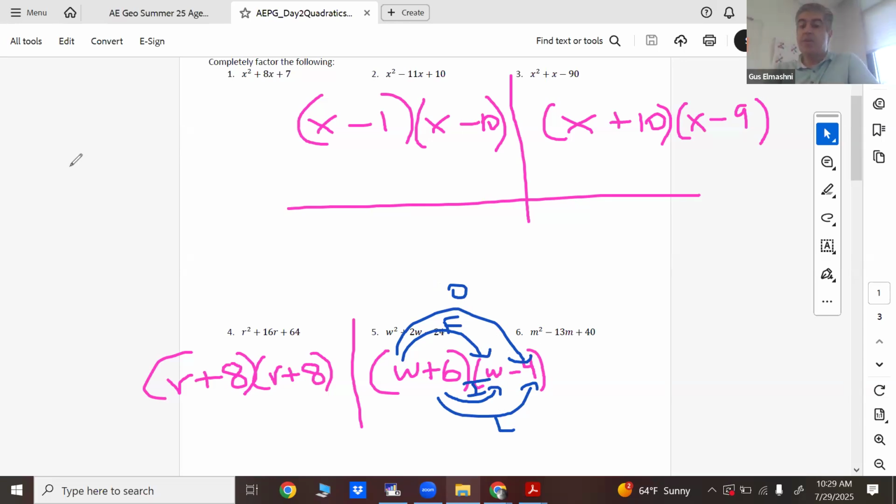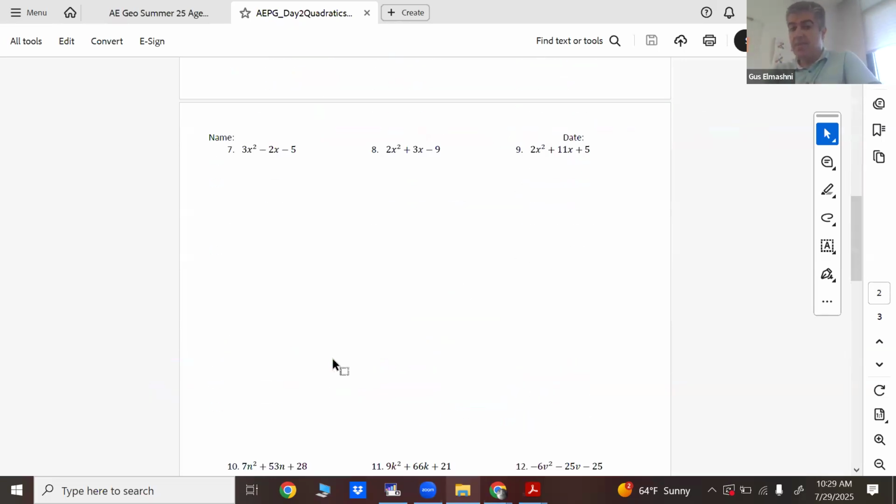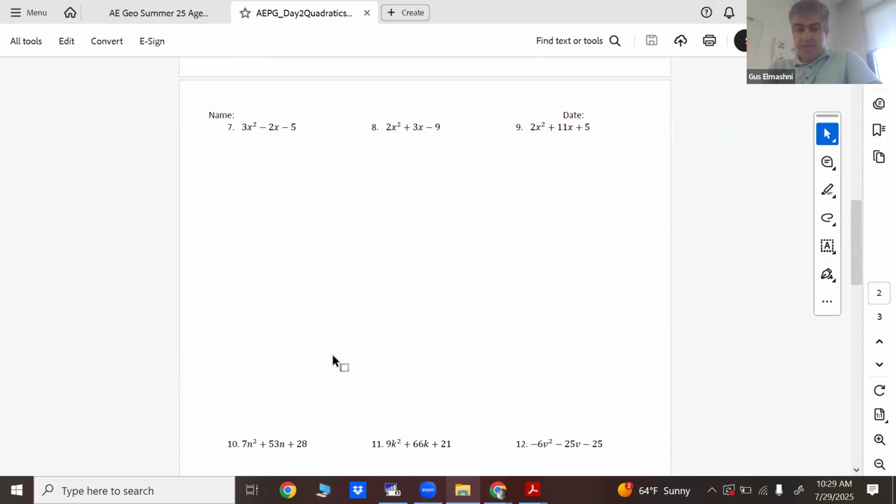All right, so now let's get to more challenging factoring. Now here, A does not equal 1, right? A does not equal 1. So let's do 7 and 12, and I'll have you guys try 8, 9, 10, 11. So let's start with 7. What are my A and C values?